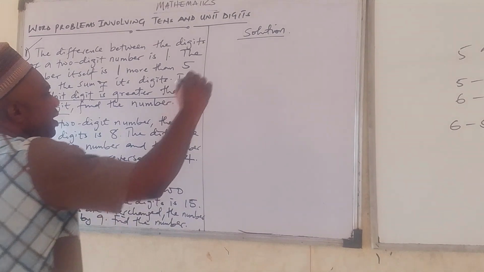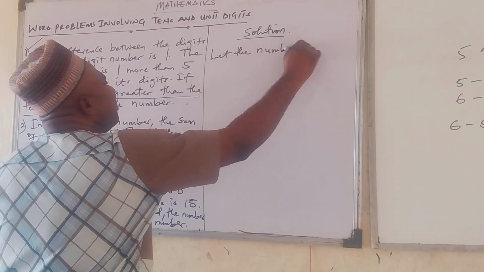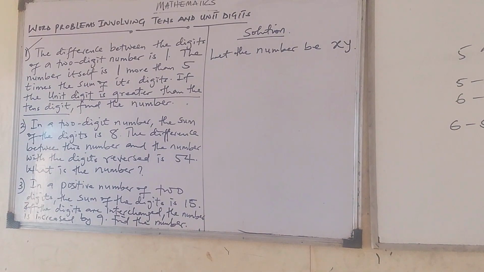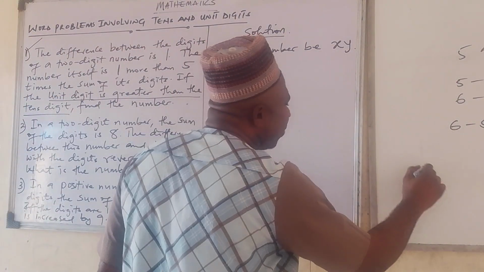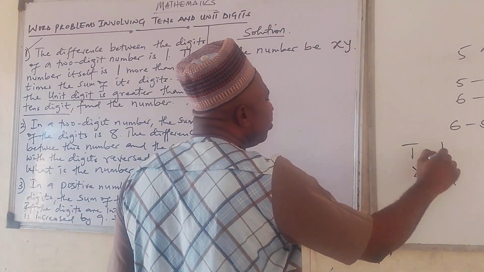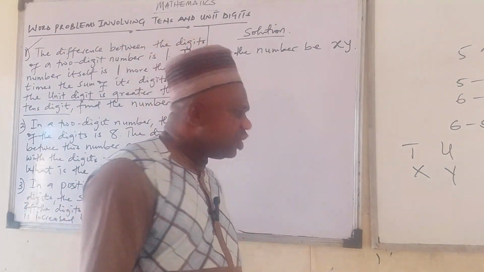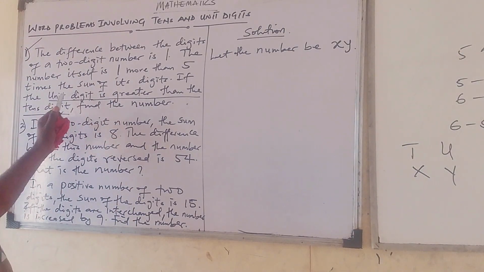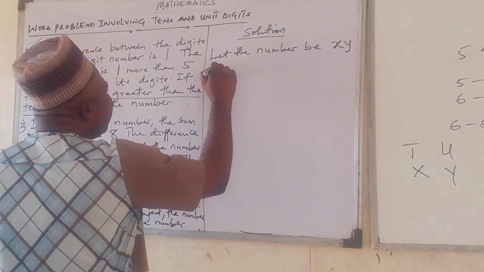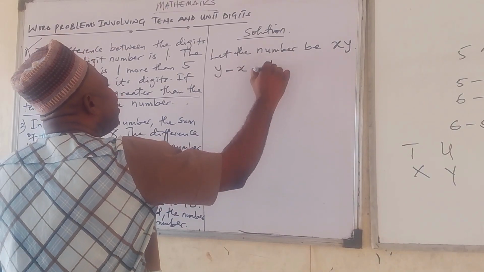Now, solution. Let the number be xy. If the number is xy, this is the tens digit, and here we have the units digit. Here we said the unit digit is greater than the tens digit, so the difference will be y minus x. So y minus x is equal to 1.